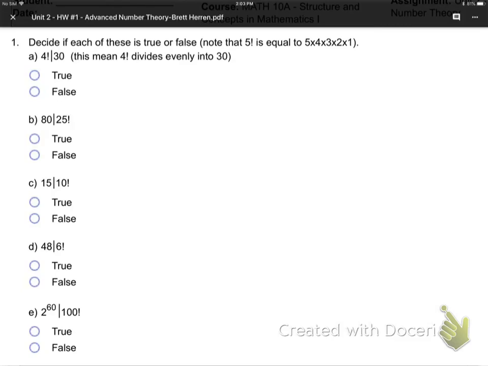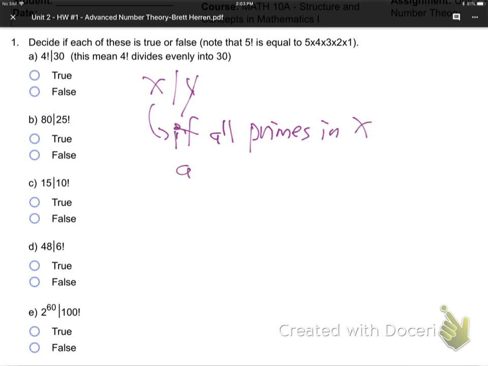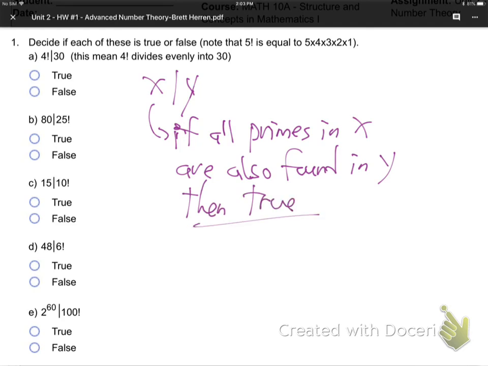We'll go to a fresh screen here. So if all parts are inside of it? That's the rule, yeah. So, X divides into Y if all the primes in X are also found in Y, then it's true. Does that make sense? To answer your question?